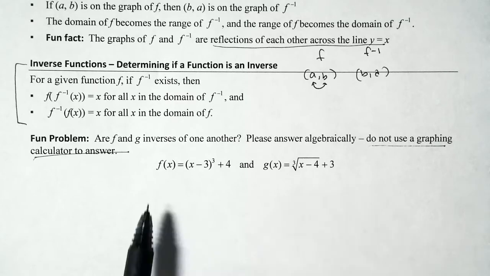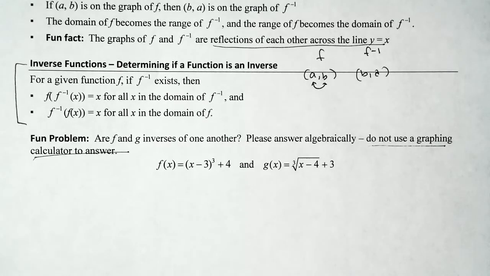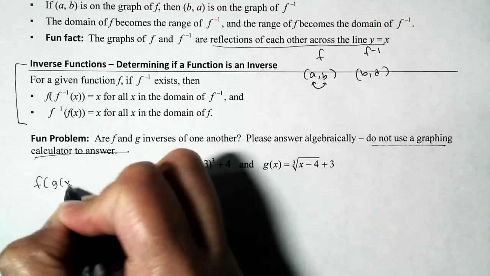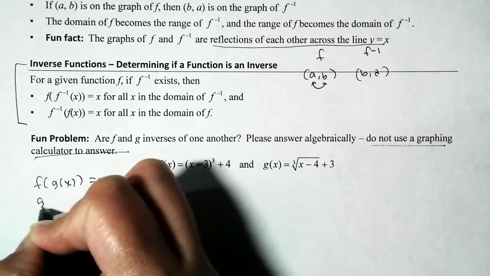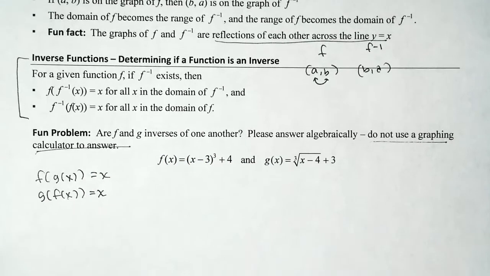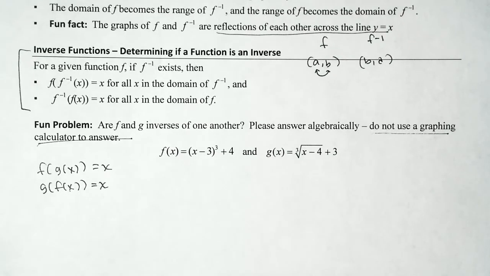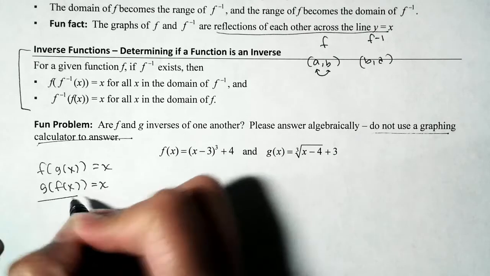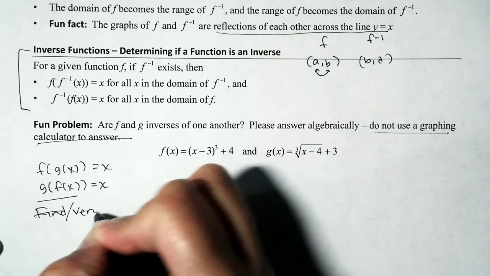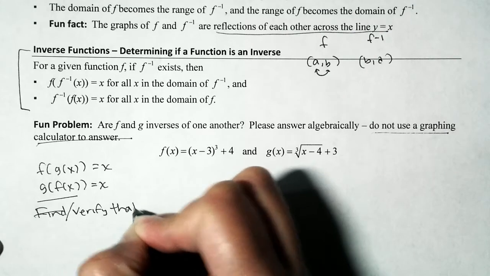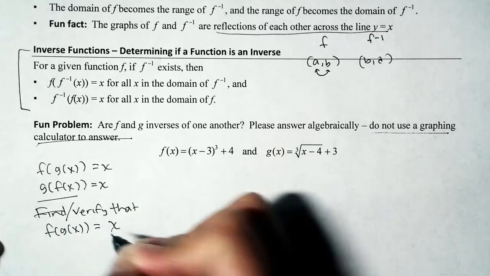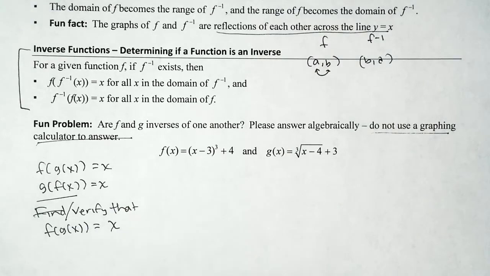Now, if f and g are indeed inverses of one another, then when we find a composite function forwards and backwards, they should both simplify to x. And if it doesn't, then guess what? These guys are not inverses. So let's go ahead and do this one at a time. We're going to find, or I should say verify, that f of g of x equals x. And if that's the case, then we'll go the other way around.